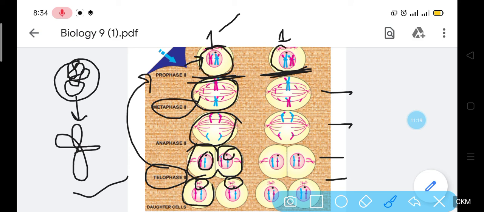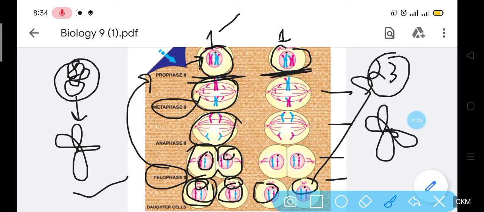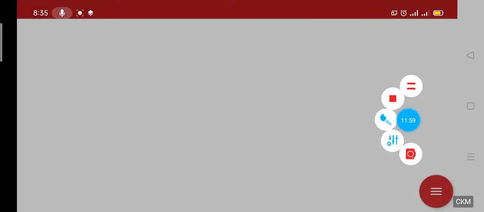If you see here, the same scenario is going on, but the end result is that these two cells are going to produce four cells, 1, 2, 3, 4, and these four each have 23 chromosomes. But what is the difference? In the parental cell the chromosomes had two sister chromatids, but in the daughter cell there is one chromatid, but the number of chromosomes is the same. That's why I told you at the start that meiosis 2 is similar to mitosis, because the parent produces similar copies of daughter cells having the same number of chromosomes. Hope you get that.